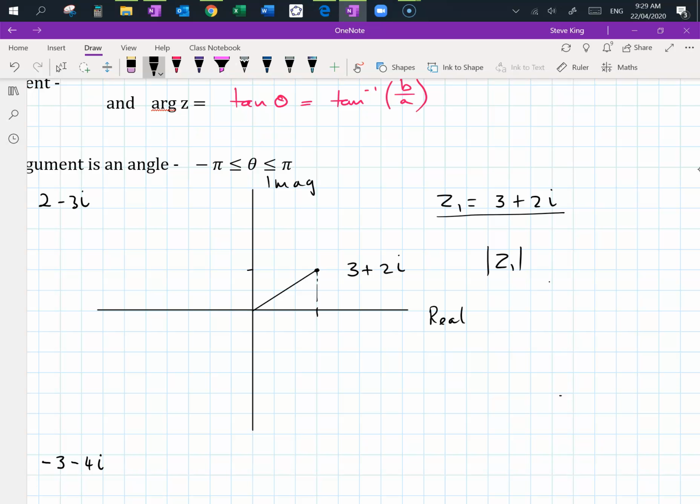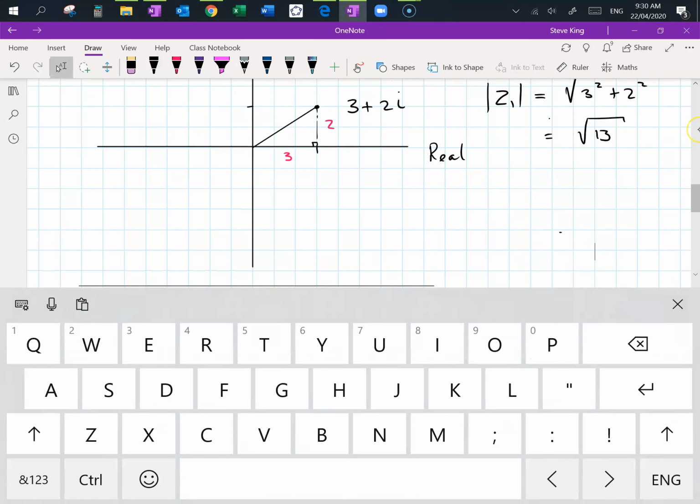well, is basically based around this little right angle triangle over here. I know that my vertical distance is 2, my horizontal distance is 3. So the modulus of this is going to be the square root of 3 squared plus 2 squared. And when I do all that together, I'm going to get the square root of 13. And I'm just going to leave it as a surd like that.